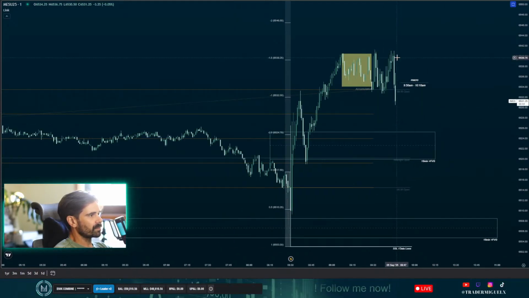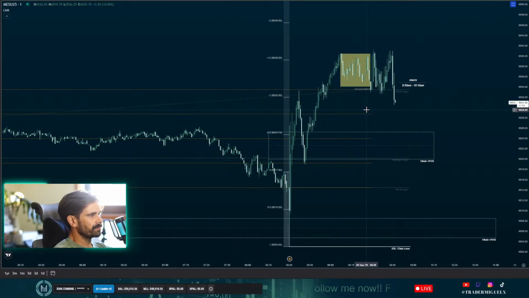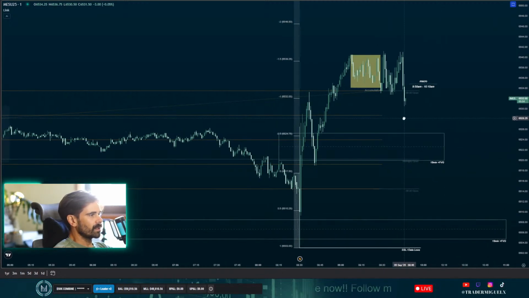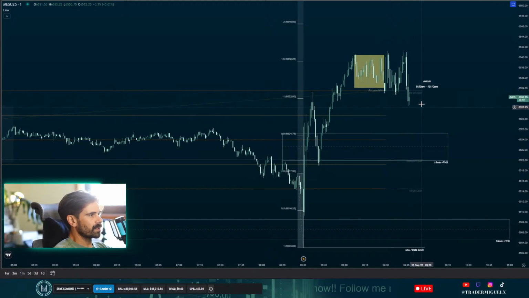So price now trying to displace below 930. Let's just see if it holds or if it's just a manipulation, trying to take out these lows before heading higher, because I don't like how price left these relative equal highs here. Really don't like this type of behavior.